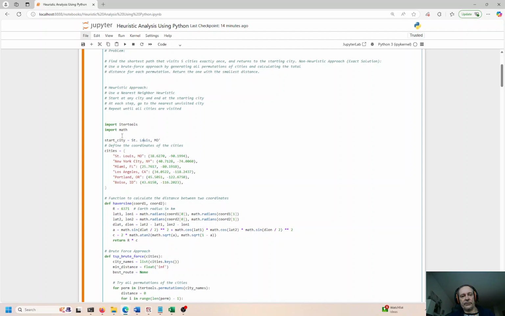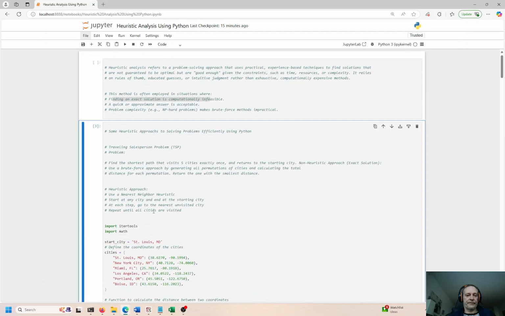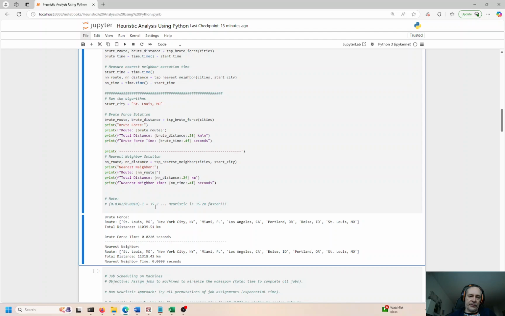Okay, put that in quotes. It can be single quote or double quote, doesn't matter. Let me see here. Control enter. Yeah, so it's missing a start city. Not sure why that fell off, but okay, here we go.